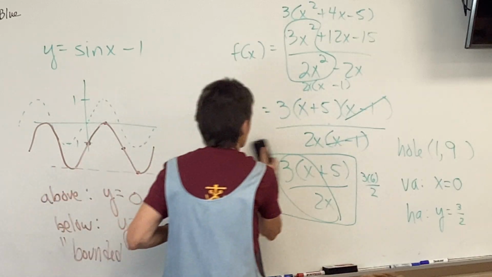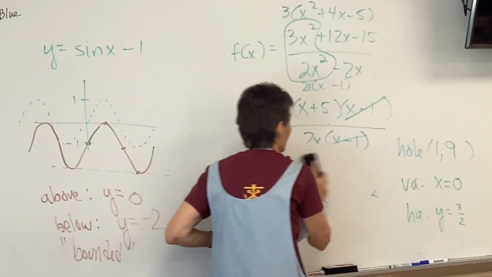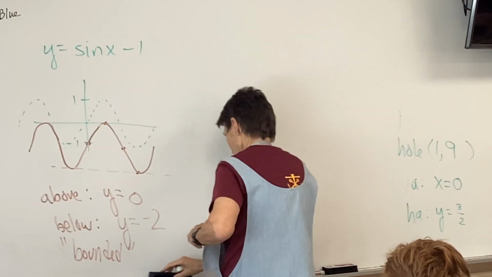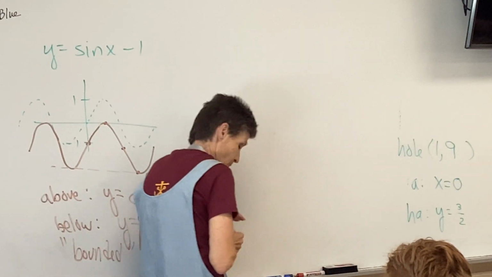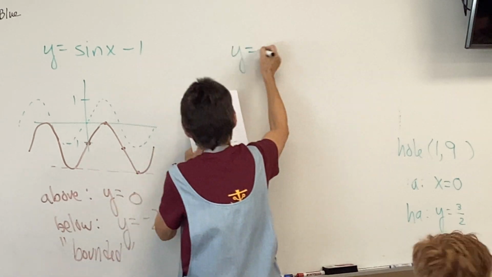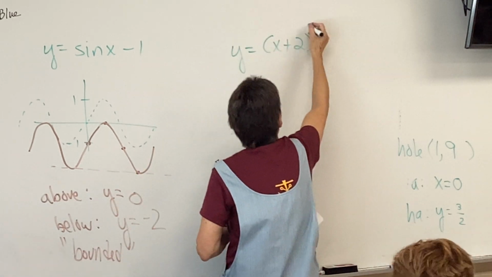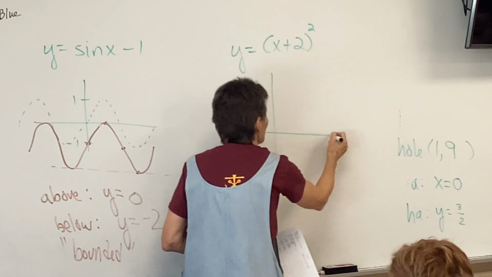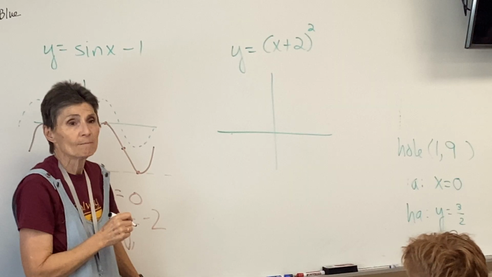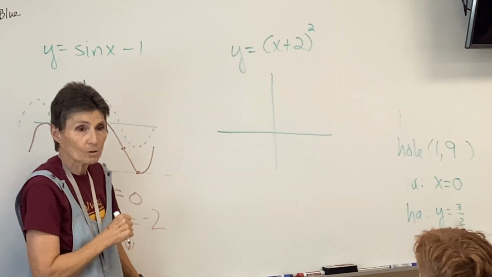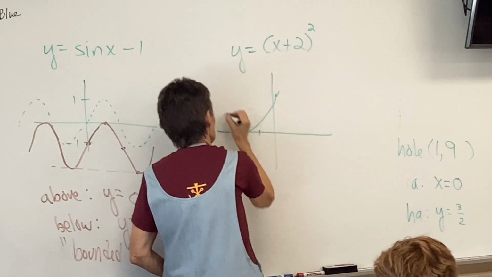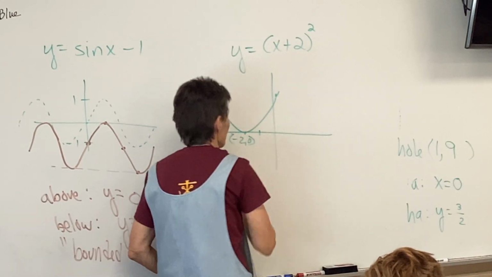All right, tell me about the next one. What does it look like? Parabola. This is a parabola, but instead of being vertex at the origin, it is to the left. So here's my parabola.